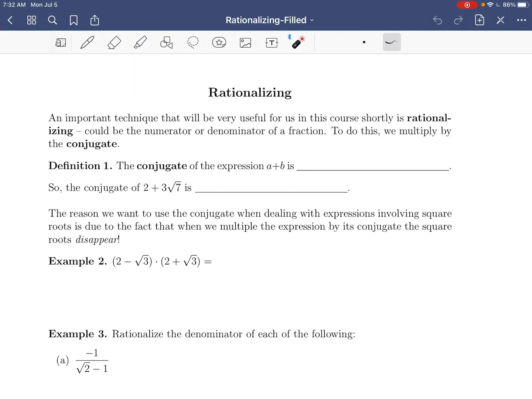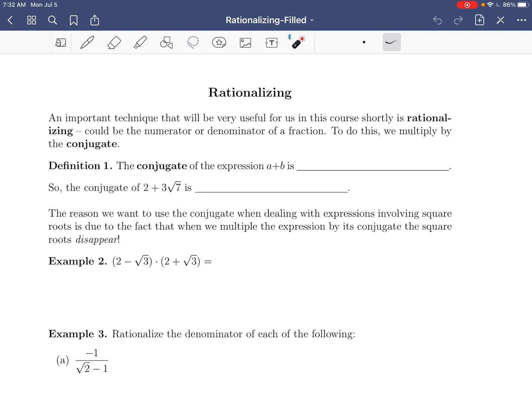In this video, we're going to talk about an important technique called rationalizing. You've probably heard or been told that you always have to rationalize the denominator, because that's a very common thing in high school. What that means is that your denominator has some sort of root in it, and we want to write it so that it doesn't have a root in it.